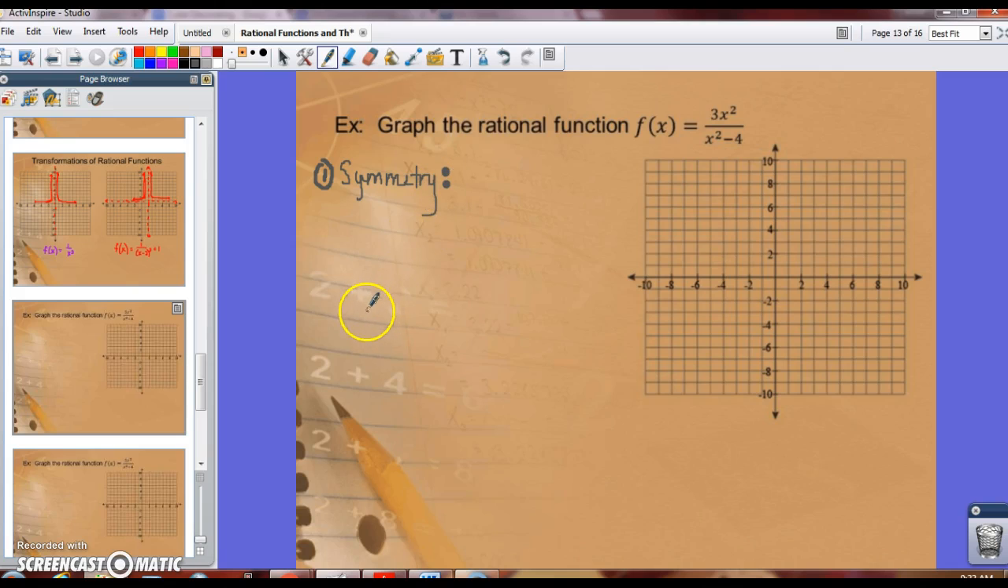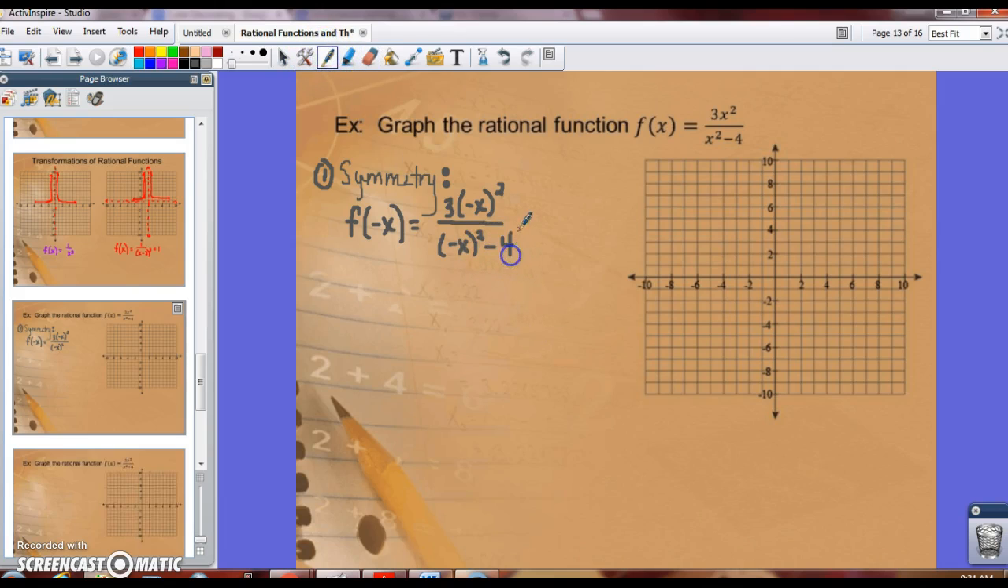Do I have symmetry? Well, if I do f of negative x, I substitute negative x in for x, so I have 3 times negative x squared over negative x squared minus 4. There should be a minus there.